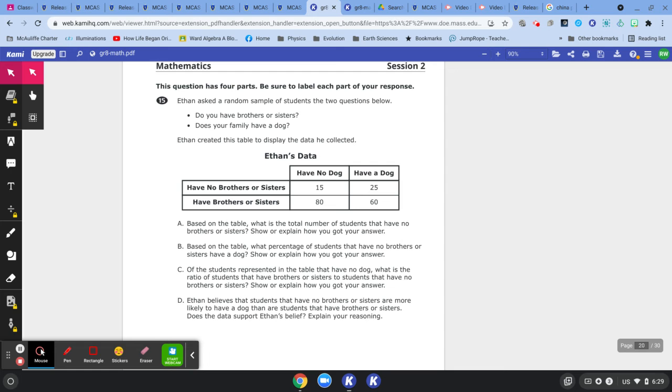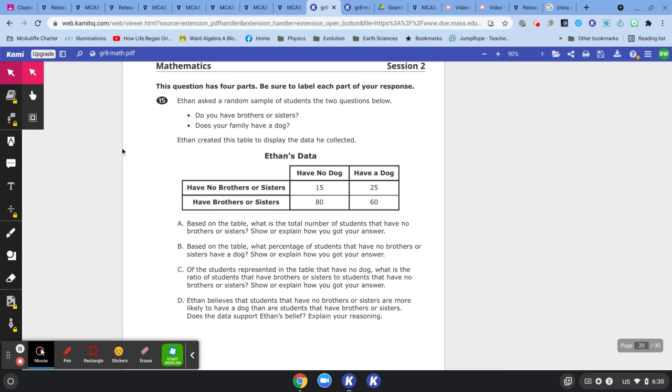This time I'm going to talk about something called a two-way table. Really, it is a way of organizing some data according to categories and overlapping categories. So in this case, someone named Ethan asked a random sample of students the two questions below. Do you have brothers or sisters? Does your family have a dog? And then organized all that information into this table.